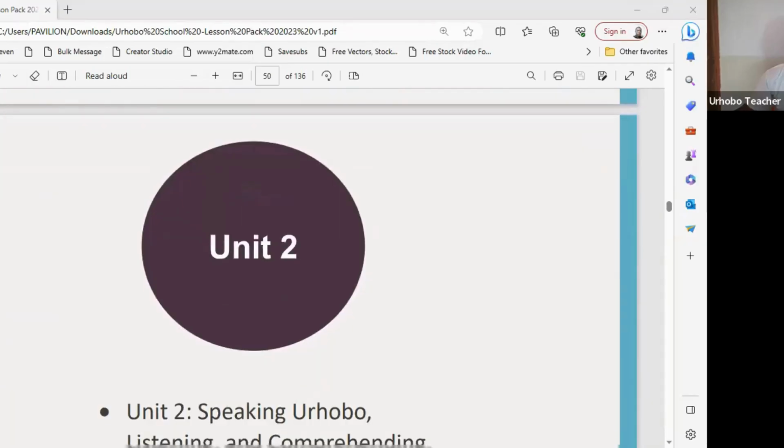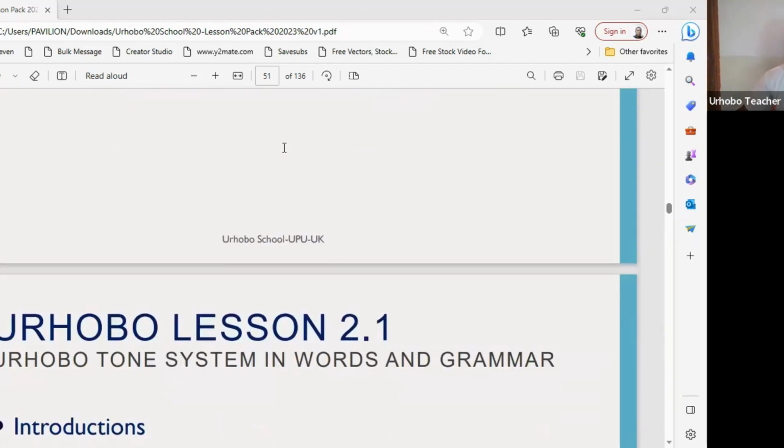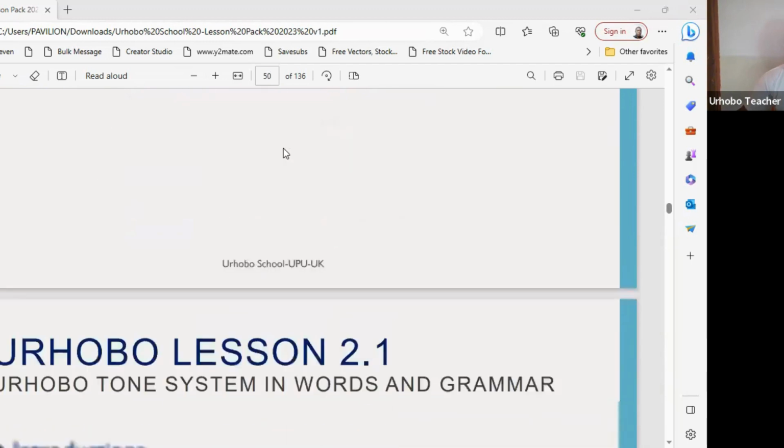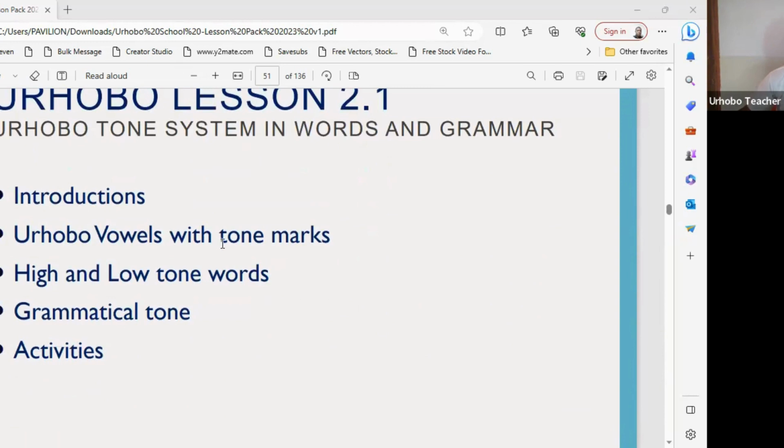So, what do we have in unit 2? Okay, so we're advancing. In unit 2, we are going to focus on speaking the Urhobo language, listening and comprehending, and then we will go to tones in Urhobo. We have the Urhobo vowels with tone marks, the high and low pitch, and then the grammatical tones. So that is what we are going to do today.